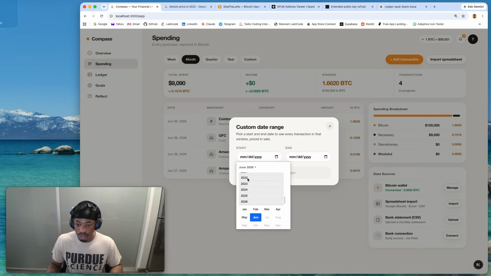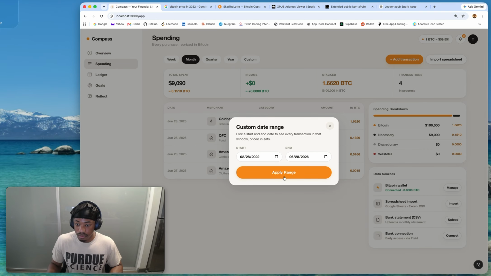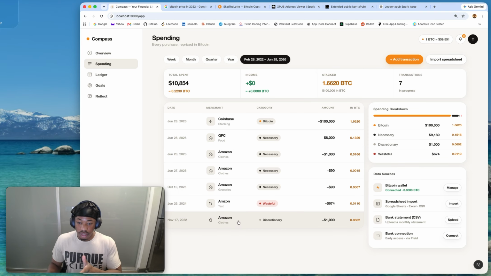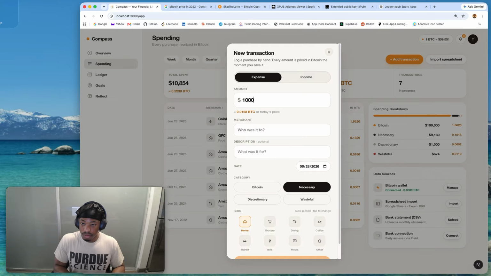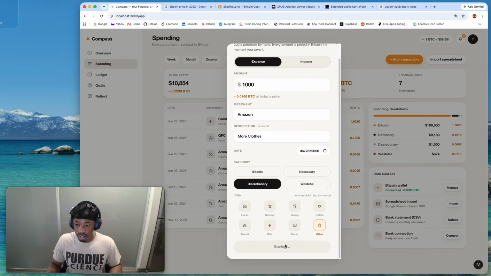So this was in 2022. I think that was November. And I'm going to put it to today. So the clothes that I bought for $1,000 was worth 0.0602 Bitcoin, right? If I buy that same $1,000 worth of clothes today, what is that going to be worth? We can already see what the price is there, but let's just say it was discretionary again, and it was clothes.